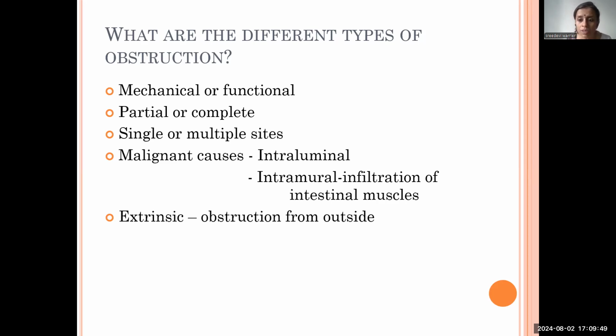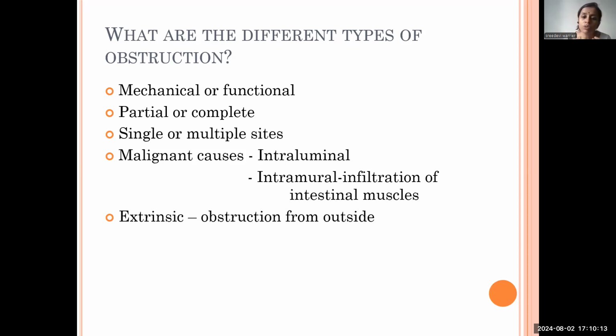It can be a partial obstruction, so that the contents will pass through whichever gap is remaining, or it can be complete obstruction. It is self-explanatory. That's why I'm not going into the details. Single site or multiple sites. In a single site, there is a better chance for other management strategies. With multiple sites, the chances for treatment are very, very limited.